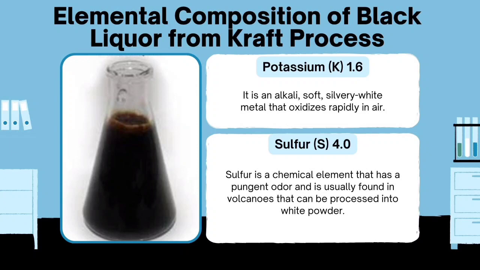Number 5, potassium. The element potassium is a soft, silvery white alkali metal that oxidizes quickly in air. If it reacts violently with water, it will produce enough heat to ignite the hydrogen emitted in the reaction, and burn with a powerful flame. Number 6, sulfur. Sulfur is a chemical element that has a pungent odor and is usually found in volcanoes, where it can be processed into a white powder.